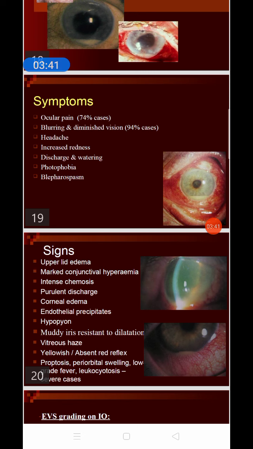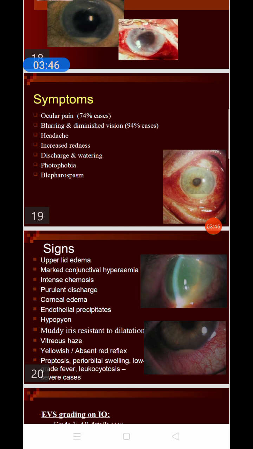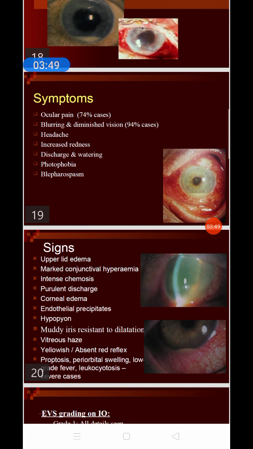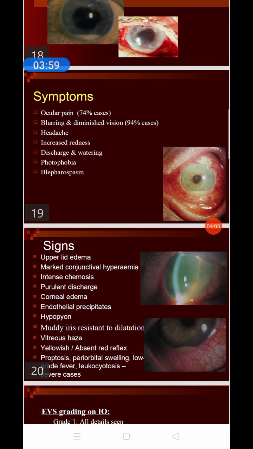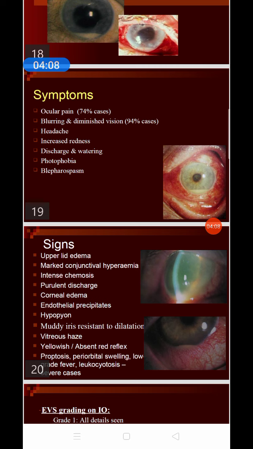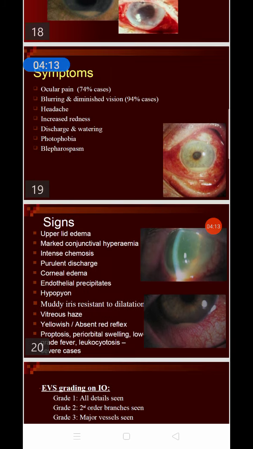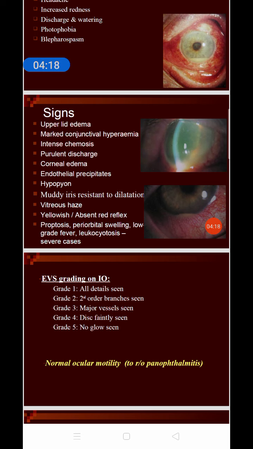What are the common symptoms patients come with? Ocular pain will be severe, blurring and diminution of vision, headache, increased redness, discharge and watering, photophobia, and blepharospasm. So, signs: upper lid edema, marked conjunctival hyperemia, intense chemosis, purulent discharge, corneal edema, endothelial precipitates, hypopyon, muddy iris, vitreous haze, absent red reflex or a yellow reflex, proptosis, periorbital swelling, and in severe cases low-grade fever and leukocytosis.